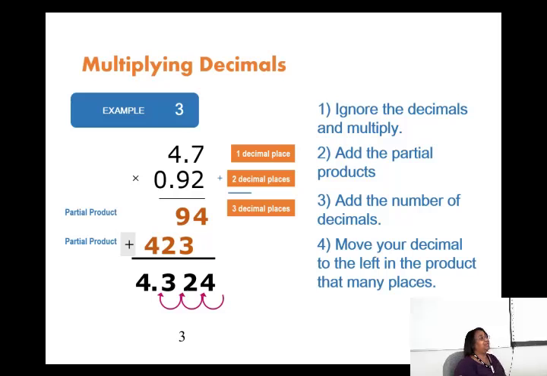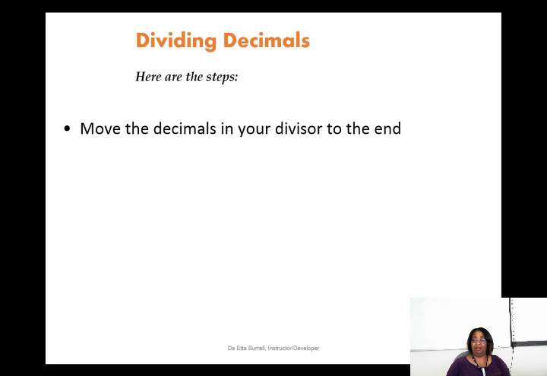Did everyone get this one? Is there a question about what we did here? No, everybody got it? Okay. Now, let's talk about division. Division is done a whole different way. Remember, in multiplication, we handled the decimal at the very end. Well, in division, you handle the decimal at the very beginning. So that's what's opposite.